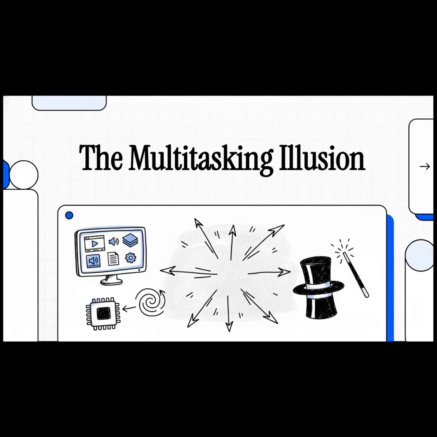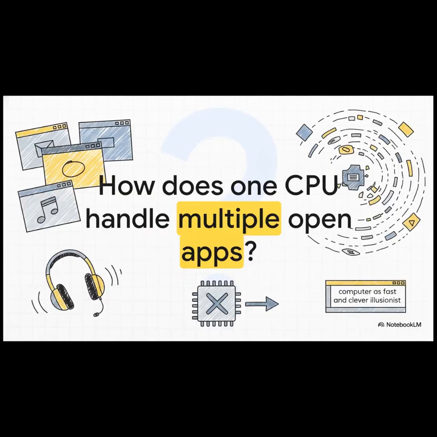All right, let's pull back the curtain on a magic trick your computer performs every single second. We're talking about how it seems to do a million things at once, when its brain can really only focus on one. It's a fantastic illusion, and in this explainer, we're going to show you exactly how the trick is done.